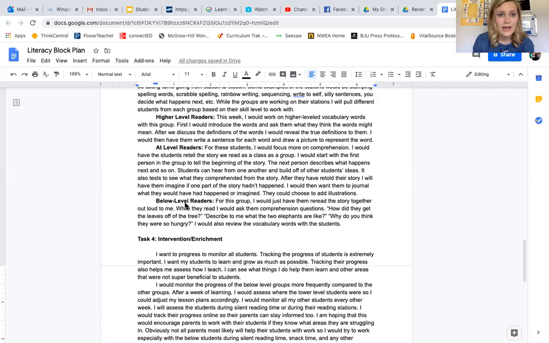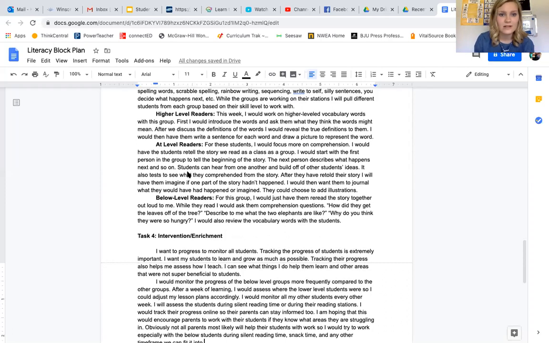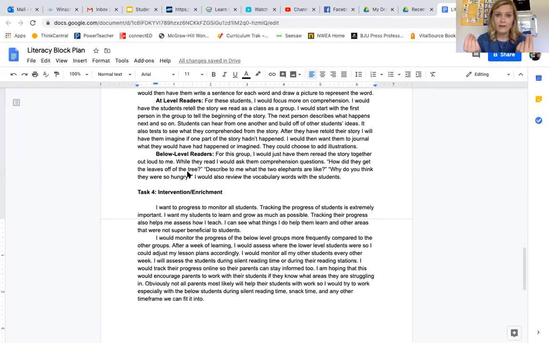And then at our at-level readers, when I would pull them, I would focus more on comprehension, I'd say. I would have the students retell the story that we had just read as a class, but kind of more in a fun way. So I'd have them all kind of arranged around me, and then I would start with, let's just say his name is Johnny. Johnny would start with the beginning of the story, then he would popcorn to the next person next to him, then she would say what happened next, and then the next person.